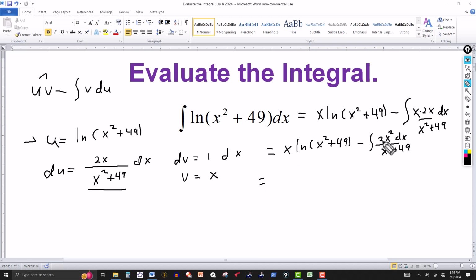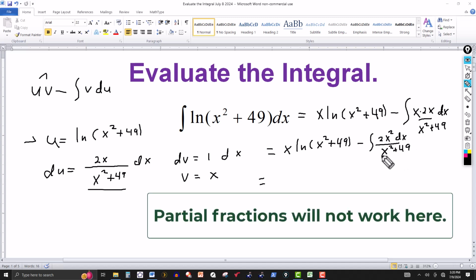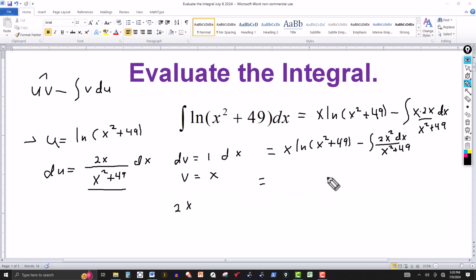Now what I'm going to do here, you have the integral of 2x squared over x squared plus 49. You think, well, right here we could probably use partial fractions. But you always want to simplify if you're dealing with partial fractions. The degree of the numerator is 2, the degree of the denominator is 2, so I'd have to simplify that. So what I'll do here is simply use long division: 2x squared divided by x squared plus 49.